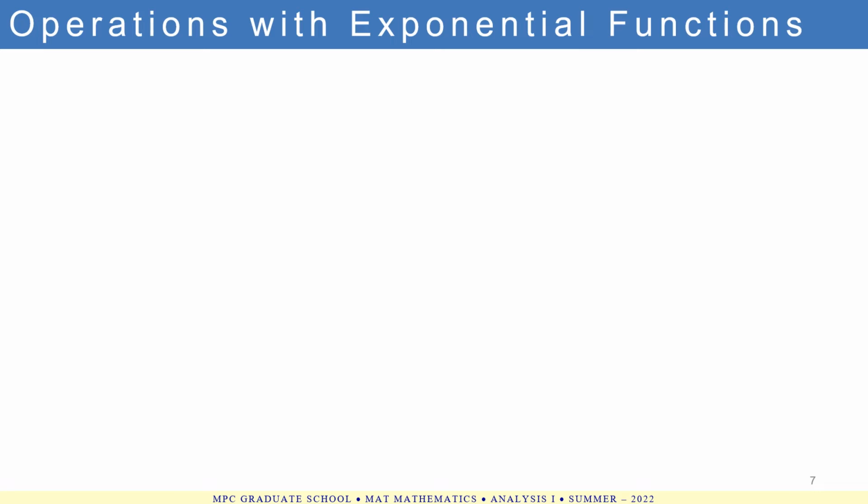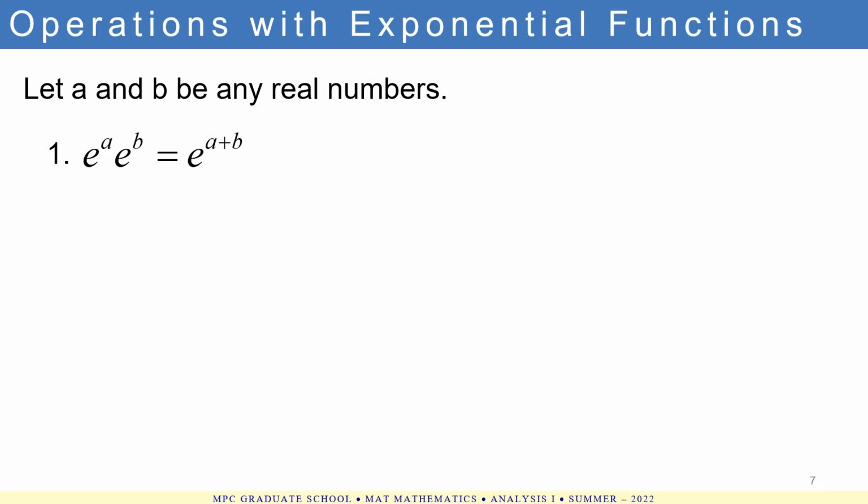The familiar rules for operating with rational exponents can be extended to the natural exponential functions. In order to understand more regarding these rules, now we will discuss operations with exponential functions. Let a and b be any real numbers. Number 1, e raised to a times e raised to b is equal to e raised to a plus b. And for number 2, e raised to a over e raised to b is equal to e raised to a minus b.